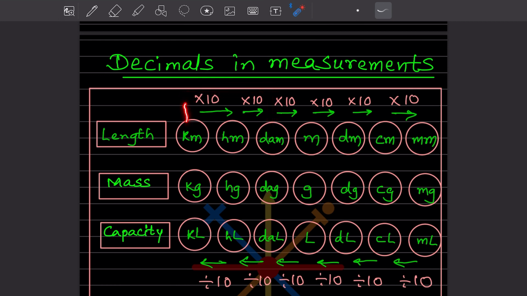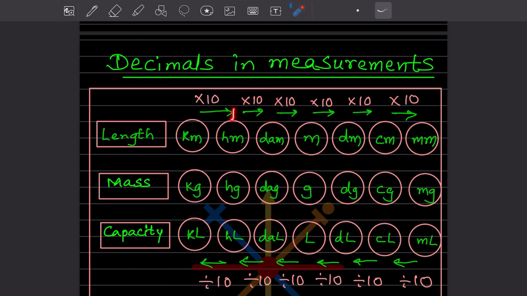If you convert from kilometer to meter, how many tens do we have? We have 3, means that will be 1000. Then here it is going to be 4 tens. Here it's going to be from kilometer to centimeter 5 tens. And from kilometer to millimeter 6 tens. Now suppose you want from hectometer to decameter. How many tens are there? Just make a box like this. So it's easy, there is only 1 ten.